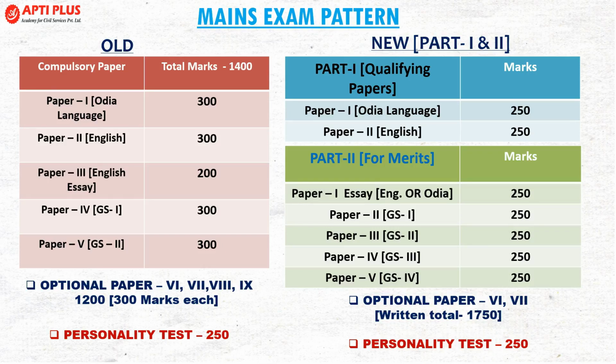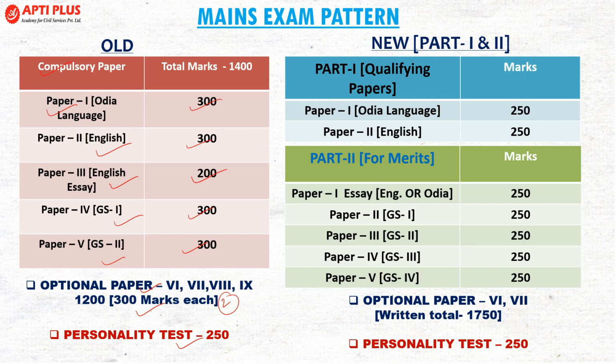Talking about the old one, there were compulsory papers which included 5 papers. The first paper was the Odia language, which comprised 300 marks. Again, English, paper 2, this is of 300 marks. Paper 3, this is the English essay, which is of 200 marks. And GS paper 1, this is paper 4, of 300 marks. And GS paper 2 for 300 marks. These are the compulsory papers in the old pattern, which also included the optional papers. There were 2 optionals, which included 4 papers, and each paper had 300 marks. The personality test followed, for 250 marks.